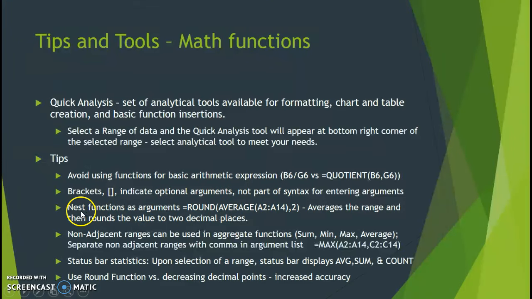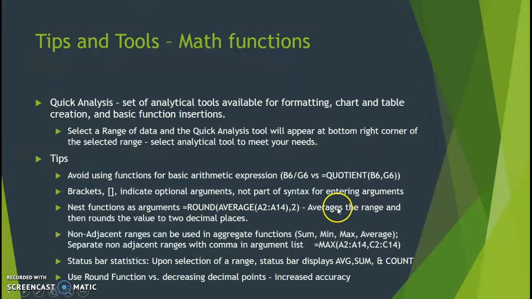Another tip, what you can do in Excel is you can nest functions as arguments. So you can do multiple computations or multiple function calls within a particular cell to, again, format the data and basically reduce the number of steps that you do computations on. So for example, if you wanted to take the average of a range and then round that to 2 decimal places, I've provided the example here on how to round that.